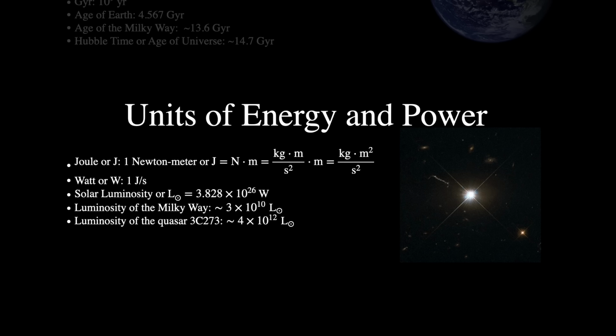The luminosity of the Milky Way can then be measured in solar luminosities at about 3 times 10 to the 10th solar luminosities. And you can have extraordinarily bright objects that can be seen from extreme distances, like quasars. Specifically, an example quasar is 3C273, which has about 4 times 10 to the 12th solar luminosities. And all of that energy is being created by a supermassive black hole at the center of a distant, distant galaxy. And we will be using energy and power often in the quest of cosmology and astronomy.